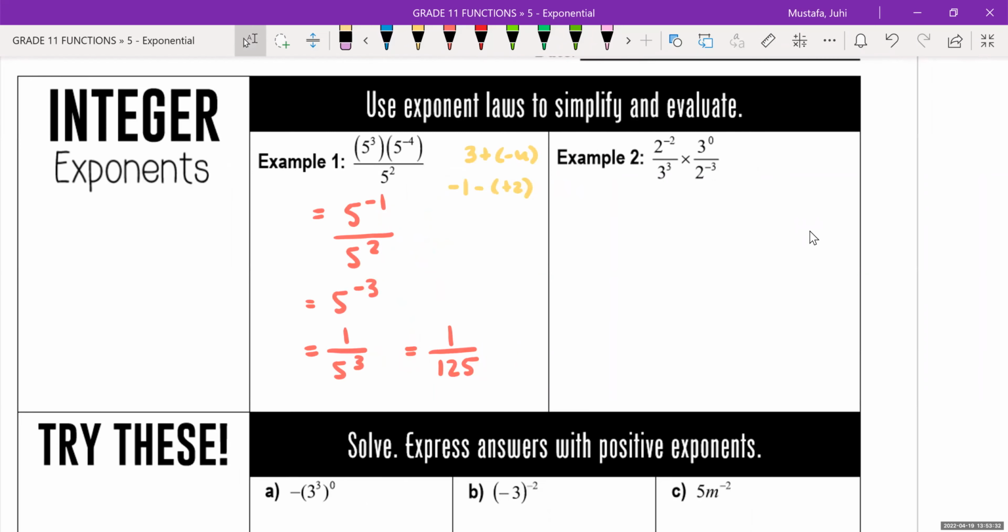Okay, question number 2. And like I said, we have so many examples. I'm just going to keep going. If you're confused about something, let me know and then I'll explain it again. But other than that, we'll just power through.